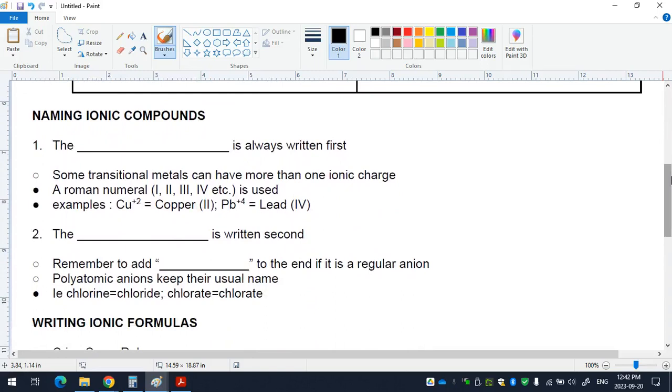Okay, naming. What does naming mean? Come on. What does naming mean? Naming. Come on. Give it a name. Okay, giving a name. Now, let me ask you a question here, everyone.